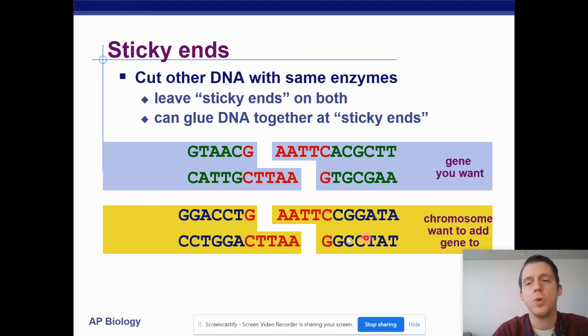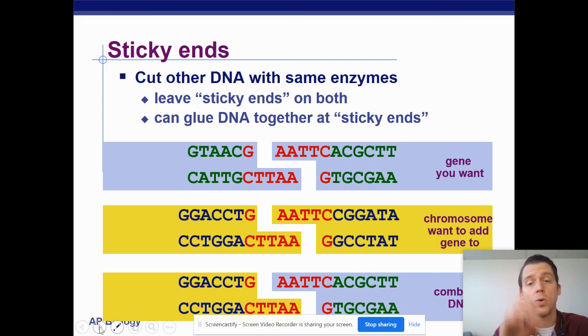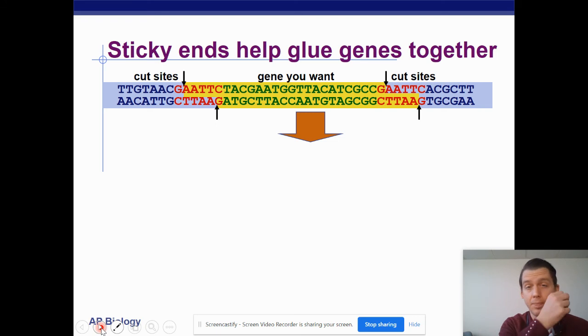Here's the chromosome we want to add the gene to. So we're separating the chromosome. And we can paste the gene right in. So the gene gets added to the chromosome. We've basically added a gene that we want to a chromosome, and that's part of genetic engineering.